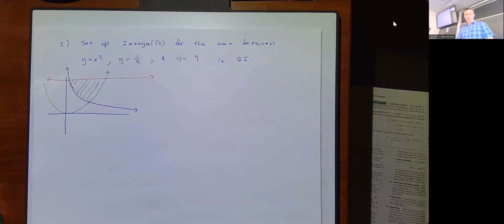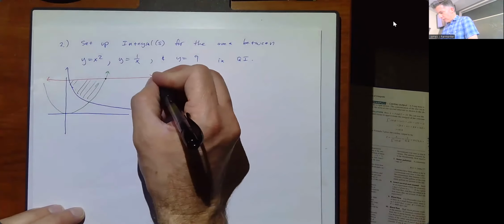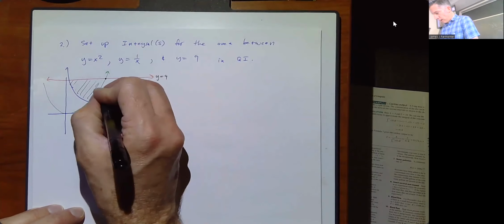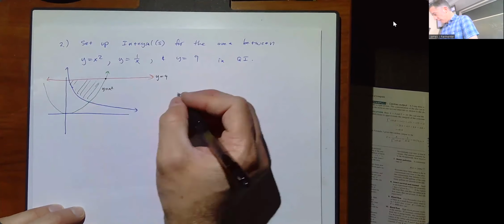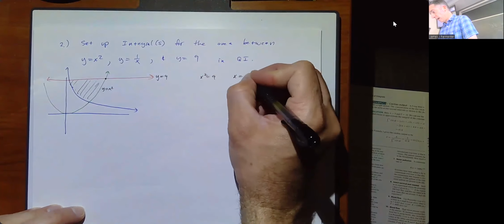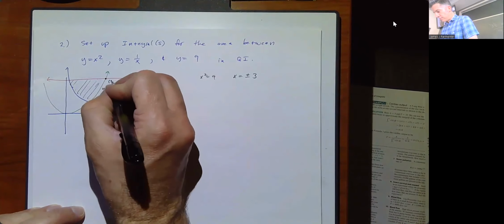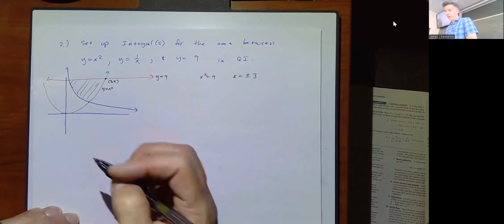And I suppose I should find the points of intersection. So to find this point over here, where y equals 9 is intersecting y equals x squared, I'm going to set x squared equal to 9 and get x equal to plus or minus 3. But I know there it's positive 3. Over here it'd be negative 3. I'm not worried about that.